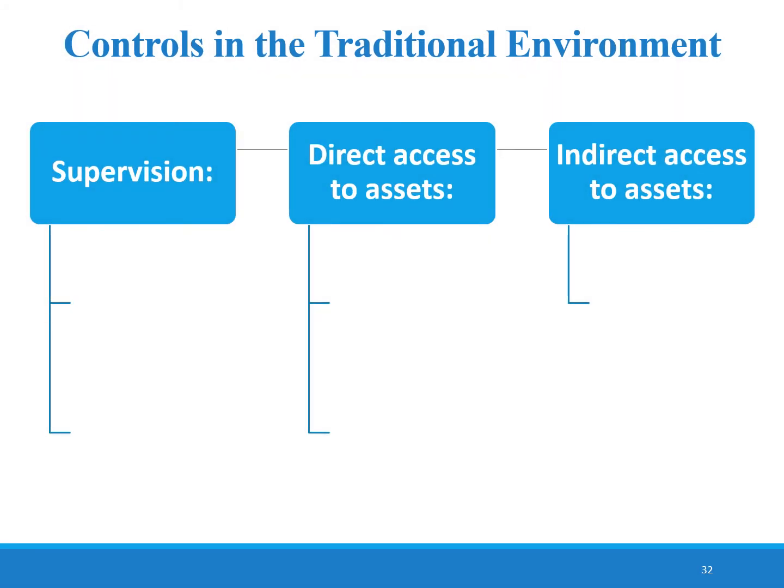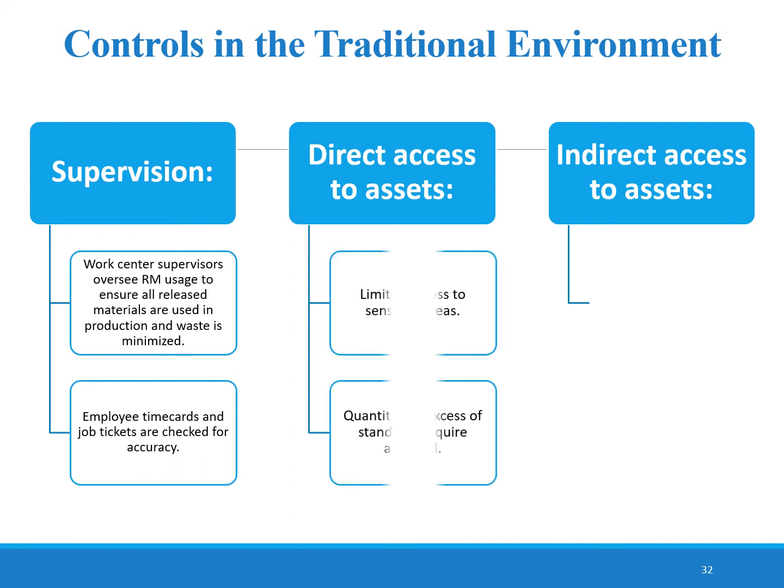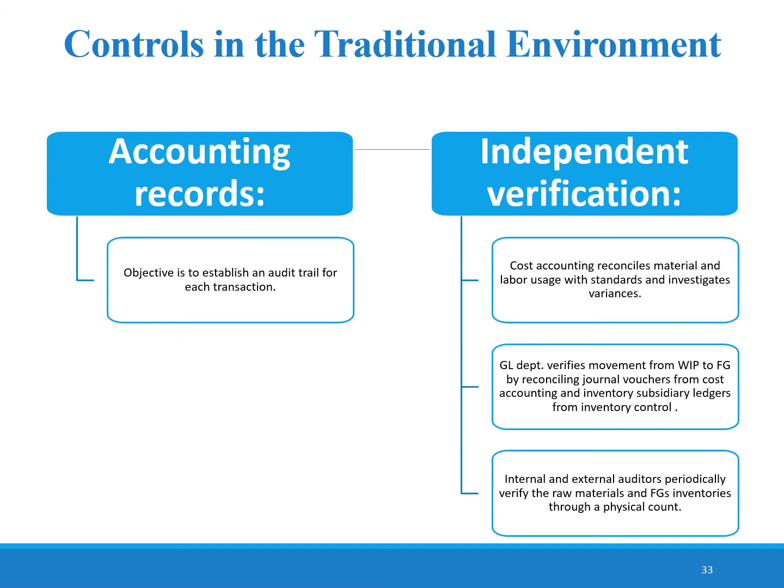And here we also have the supervision, and all of this has been explained in the table, so I don't need to go into detail for each one. We have direct access to the assets, as well as indirect access to the assets. Here we also have the accounting records. The objective is to establish an audit trail for each transaction, for independent verification. We have three control points in the system. We have cost accounting, which reconciles materials and labor used with the standards and standard costs, and investigates the variance.